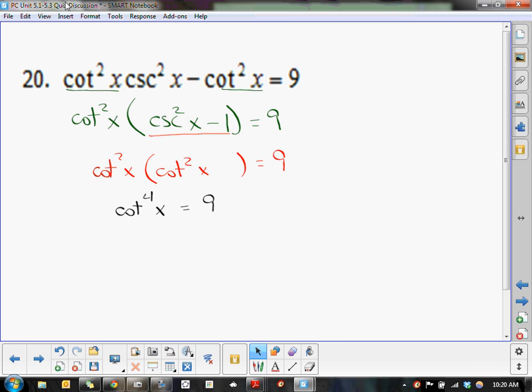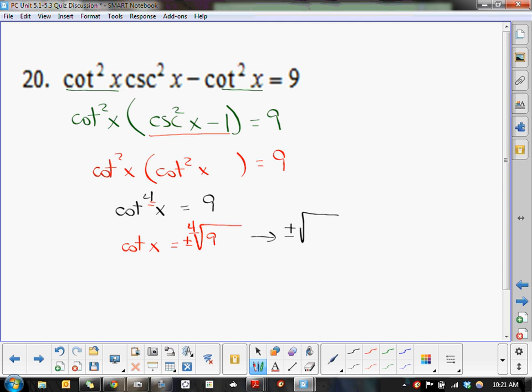To get rid of a power of 4, we do the inverse of that, and we're going to take the fourth root of both sides. So this is the fourth root of 9, and since it's an even power, it's plus and minus. Several of you have had some concerns with this one, so you could think of this as plus or minus the square root of the square root of 9, which is 3. And this is what we'll have for our cotangent value. Cotangent of x is plus or minus the square root of 3.